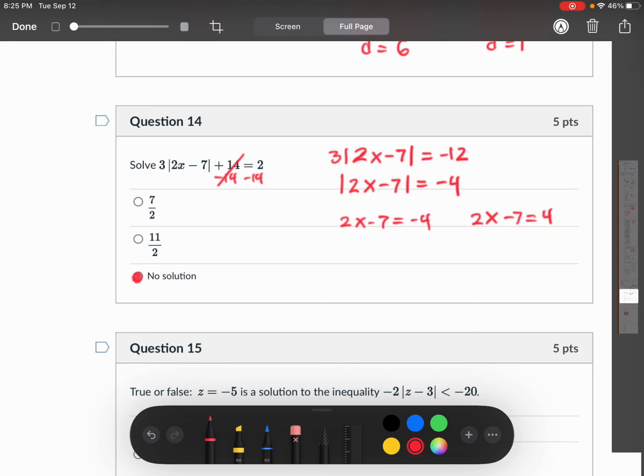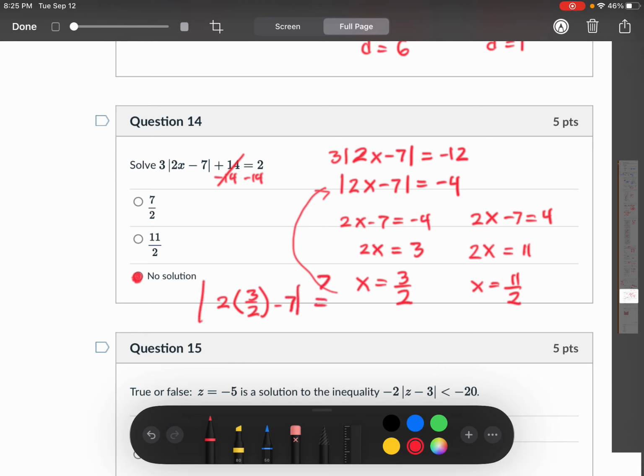You could write 2 cases. You could solve for x. Let's see, that gives me a 3 here, so x is equal to 3 halves. And on this side, that would give me 11, so x is equal to 11 over 2. So when you do that and you plug it in, I'm going to plug it into here so you can see what I'm talking about. So I'm going to plug that back in here. So I end up with the absolute value of 2 times 3 halves minus 7. Is that equal to negative 4?